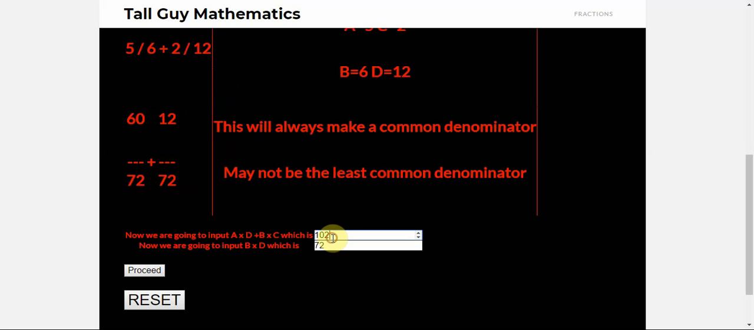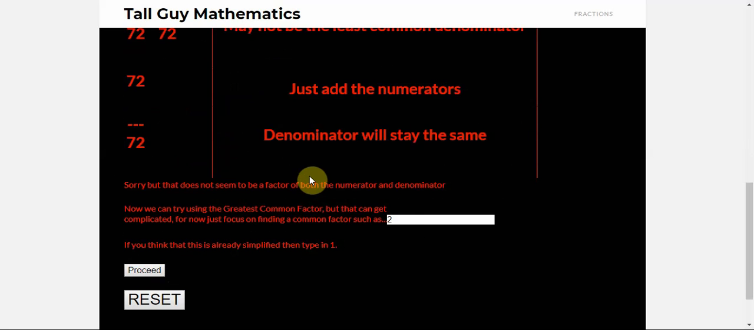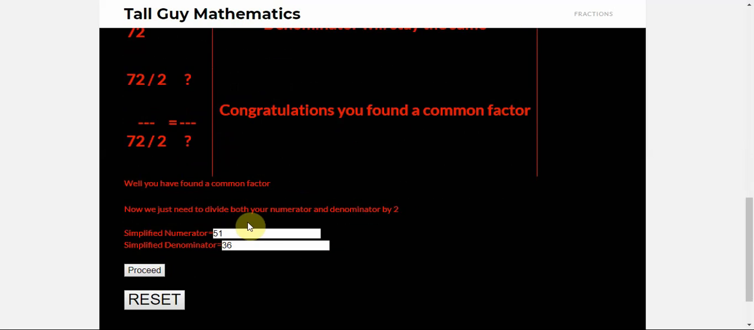Now, 60 plus 12 is 72. And our denominator stays the same, and that's also 72. Now, I could go on and on and try to find the greatest common factor, or I'm going to show you what happens if you don't put in the greatest common factor. It's going to ask you to divide, in which case 72 divided by 2 is 72. Wait, 72 divided by 2 is not 72, that's 36. 72 divided by 2, 36.